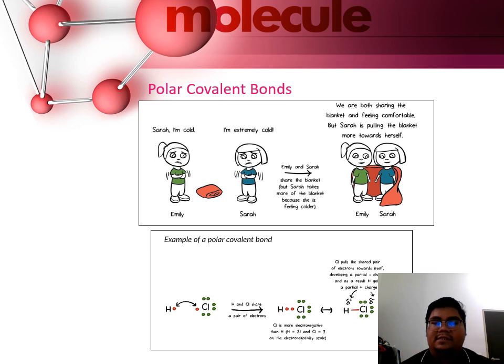So when they share a blanket, Sarah gets more of the blanket. So in the case that the electron density is more towards Sarah rather than towards Emily, even though Emily still has that electron, this is what we call a polar covalent bond, resulting in a difference in electronegativity.